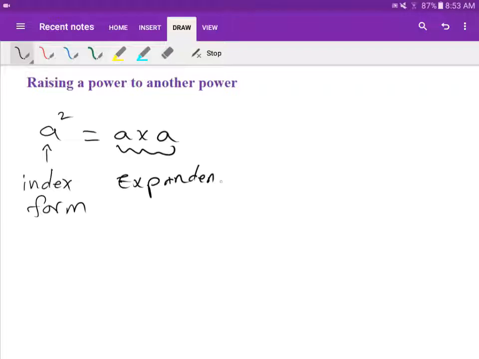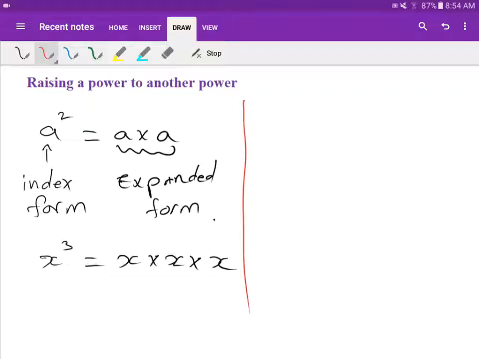Expanded form. Okay, so let's say if it's x power 3, we call it x times x times x. So we're going to use these skills to do a harder problem.